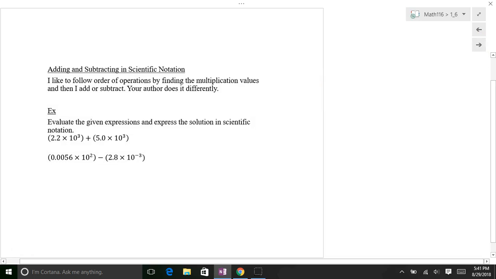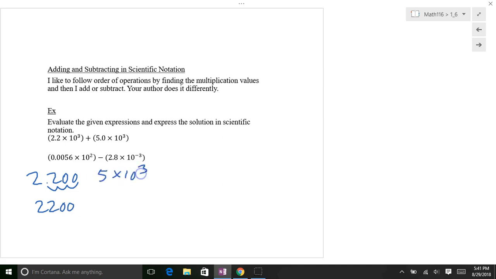All right, adding and subtracting with scientific notation, I prefer to just put it in your ordinary notation first and then add them. So like that first one, you got 2.2 times 10 to the 3rd, so you're going to move that 1, 2, 3. So you got 2,200. Then you got 5 times 10 to the 3rd, so you're going to move that right 3. So you move it over right 3 and you got 5,000, so you got 2,200 plus your 5,000, 7,200. That's how I'd approach those. Same thing on the subtraction there.